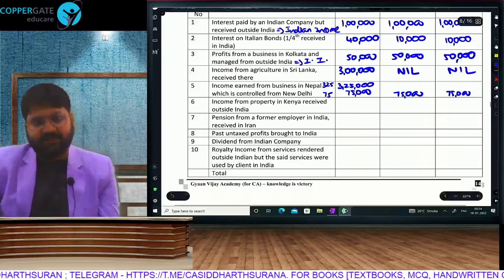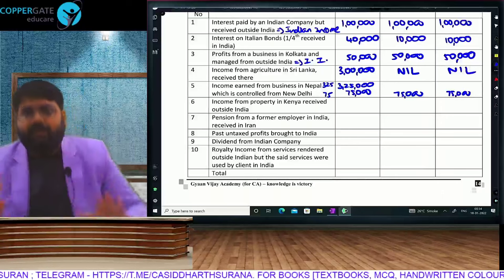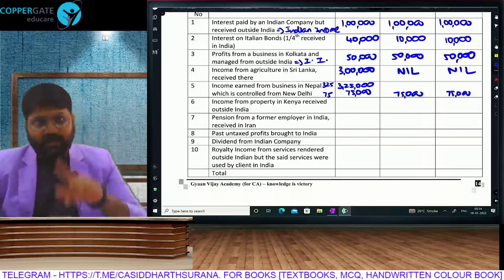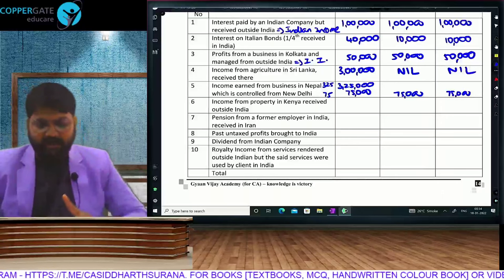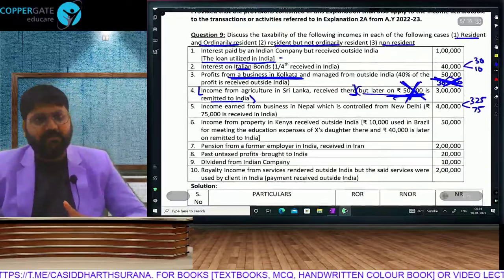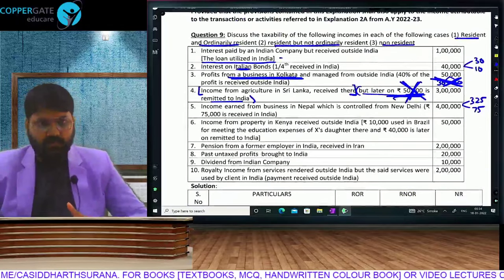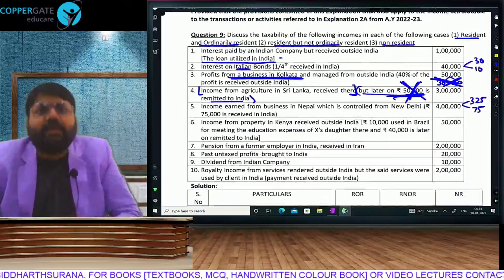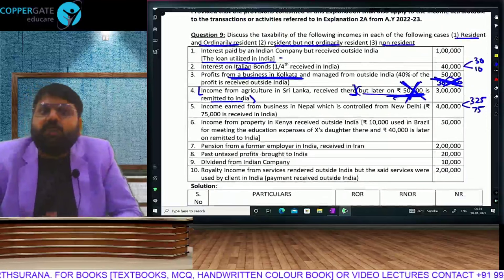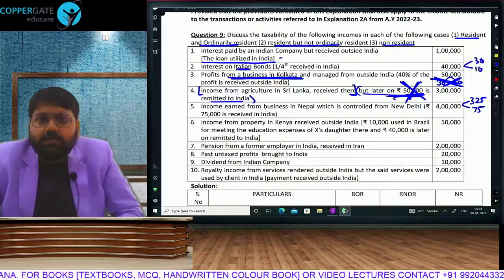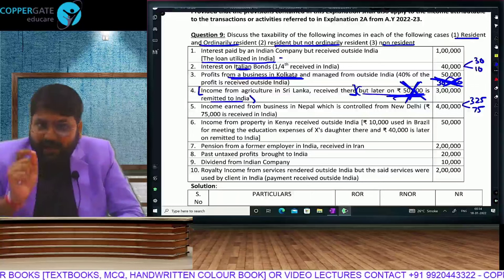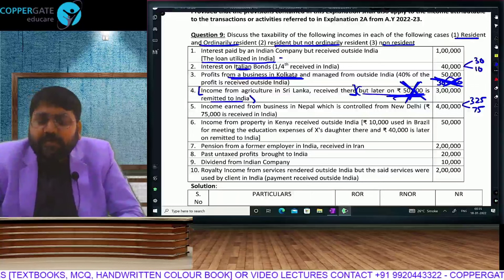For this, I am discussing with you. Indian income or foreign income? When does an income become Indian income? If the receipt is in India, it is Indian income. Is 325 received in India? No. Kya yes, sir? That means you have not understood the question only. My question, I will repeat. Is 325 received in India?